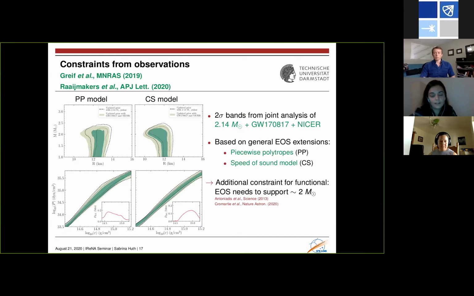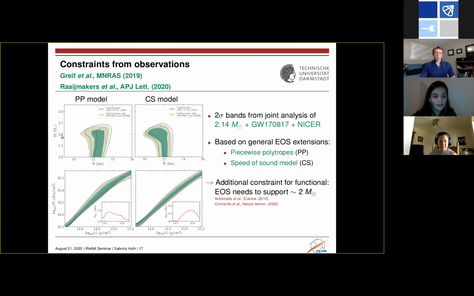Okay, now let's come to constraints from observations. Because of course, now I've already just talked about nuclear physics, but at the end, if we generate an equation of state, then we also want that this covers the whole uncertainty from observations. And from this, we use the joint analysis from Raaijmakers et al., who give in their study a 2 sigma band, where they use the information from the 2.14 solar mass measurement from Cromartie et al., the GW170817 results, and the new NICER results.